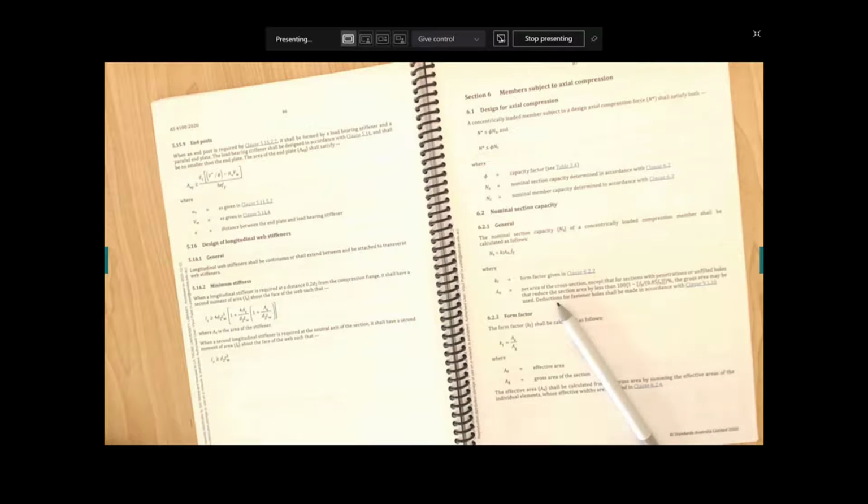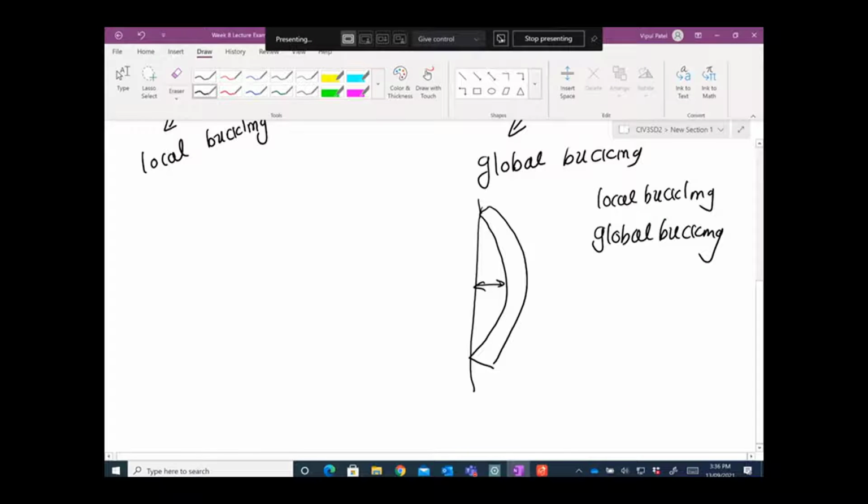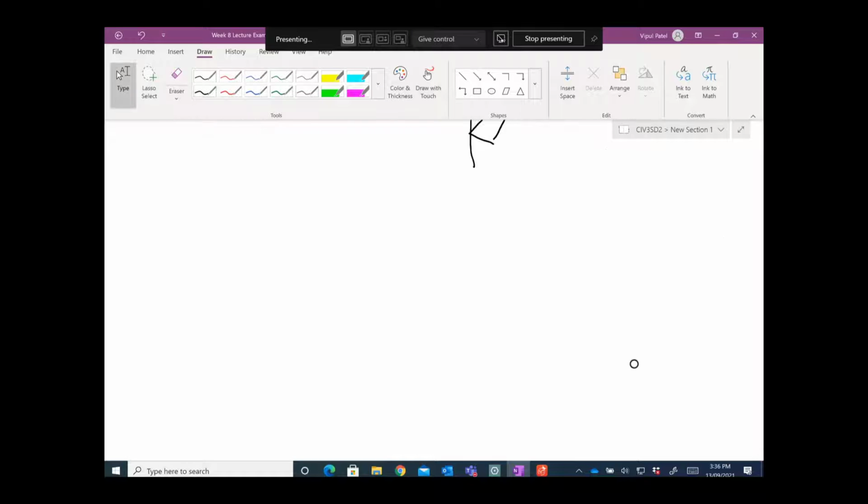Now, someone might say, Vipul, how do I know if it is long or short? Well, good question. The standards will tell us whether your column is long or short. I will show you the tables. Now, we always need to calculate the section capacity. We can't just avoid this. Always, step one, you need to calculate the section capacity.